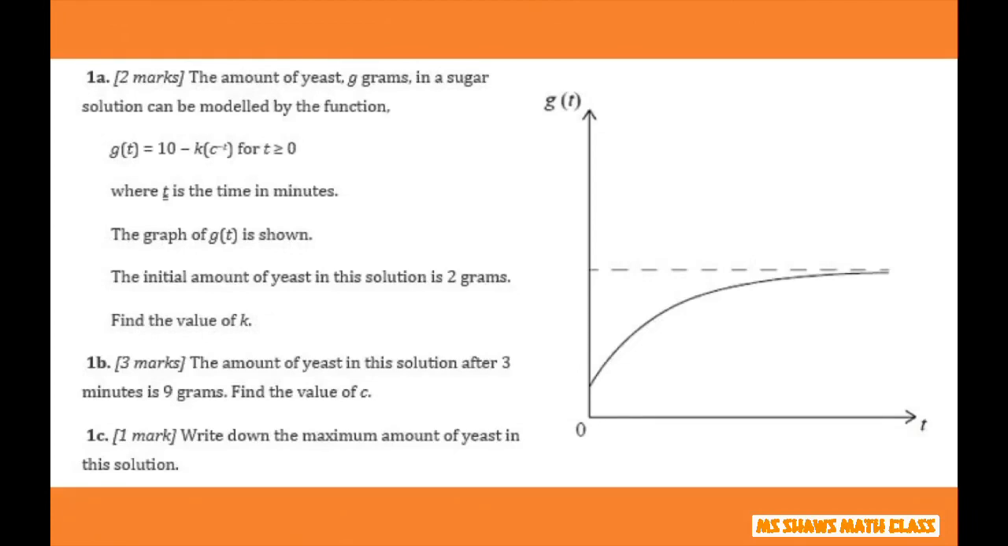The amount of yeast, g grams, in a sugar solution can be modeled by the given function, where t is the time in minutes. The graph is shown, and the initial amount of yeast in this solution is 2 grams. Find the value of k. So let's do that first.